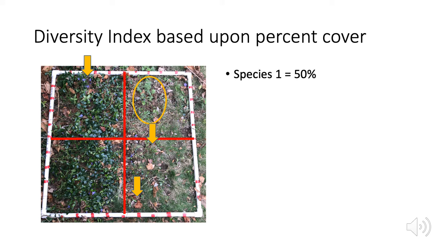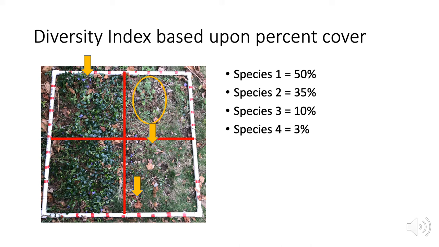So we can assign the first species that fills the 2 squares on the left about 50% cover. The grassy species, we can say it covers about 35% because it fills up 1/4 plus a little more. The third species found in this oval, we can estimate to be about 10%. The fourth, about 3%. And the last one, about 2%.